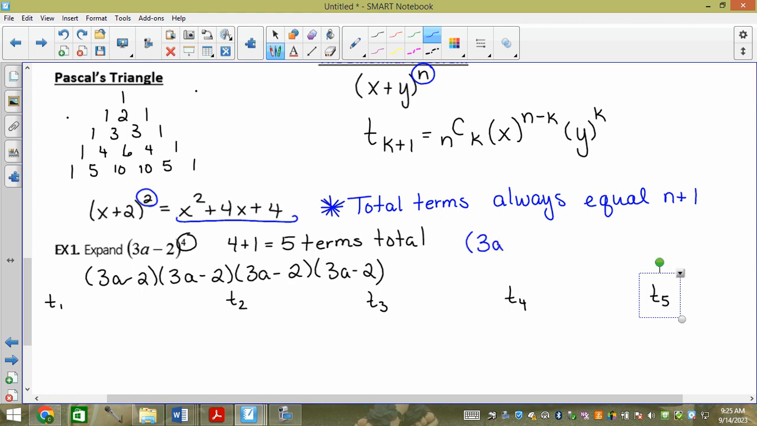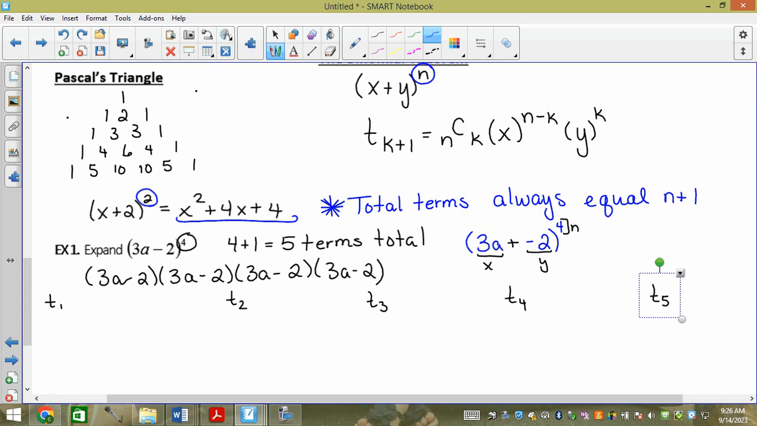3a plus -2 to the 4. So then this is actually my x. This is my y. This is my n. And that will never change. In every term, my x will be 3a. In every term, my y will be -2. And in every term, my n will be 4. It's just k that changes.